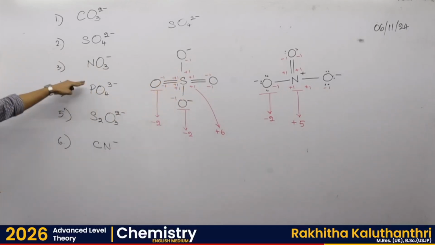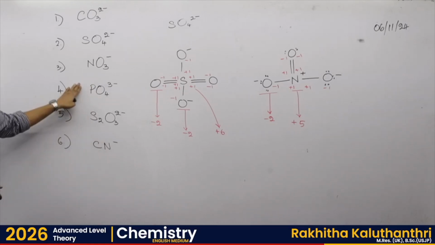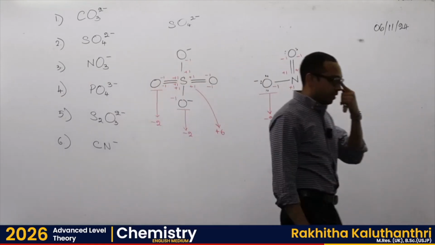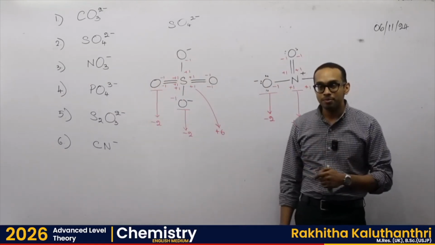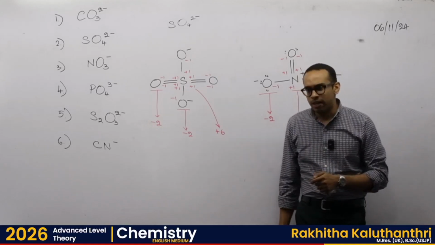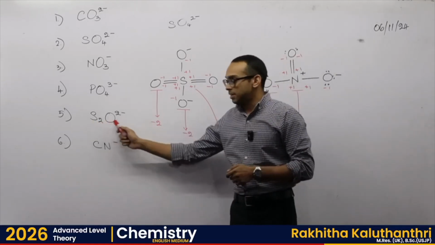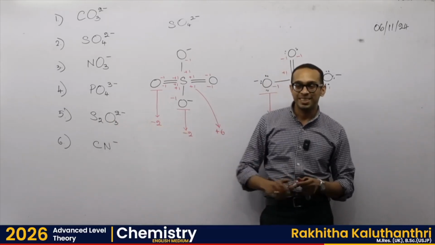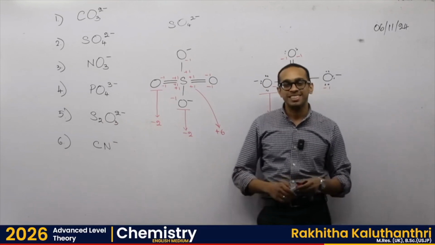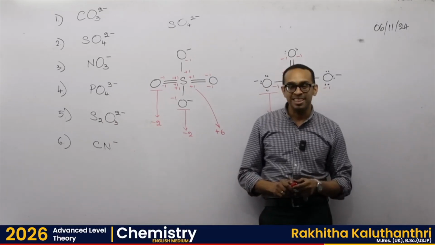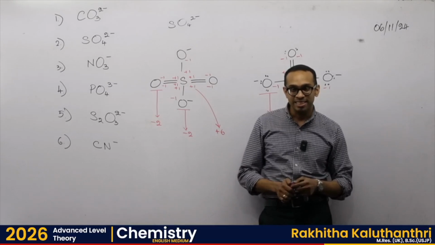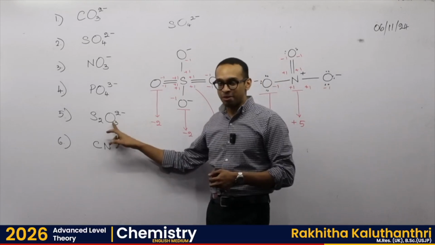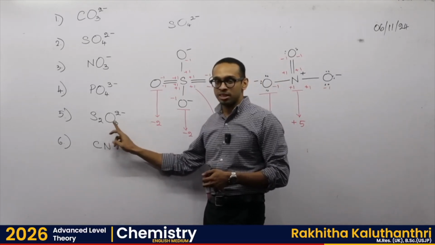Did any of you do this 3 as well? Phosphorus in phosphate, can someone tell me what is the oxidation state of phosphorus in phosphate? Plus 5. Okay. Sulfur in thiosulfate. This is called thiosulfate ion. How about that? Thiosulfate, sulfur. Can someone tell me? Plus 3. Plus 6. You're not sure? Okay. I believe none of you drew this structure correctly. I'll come and see.